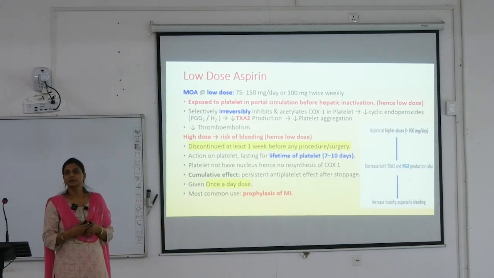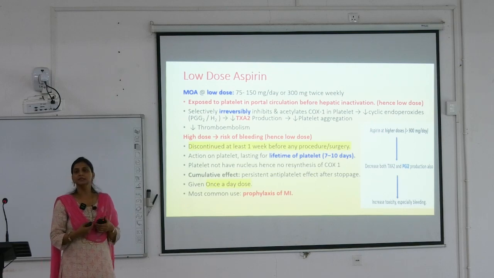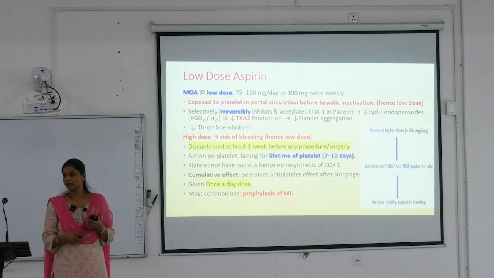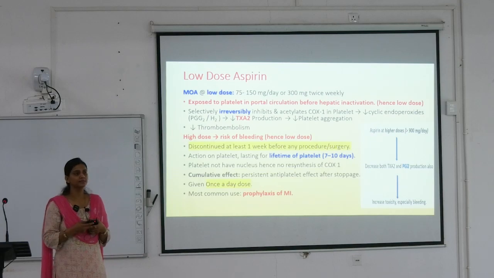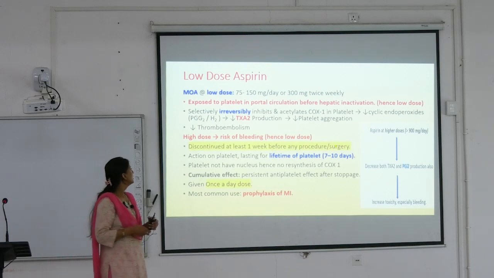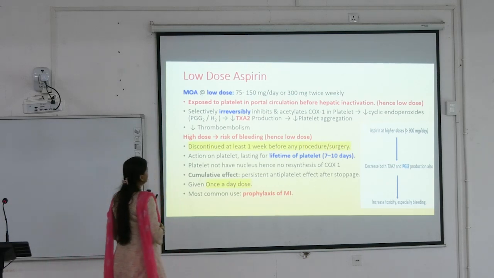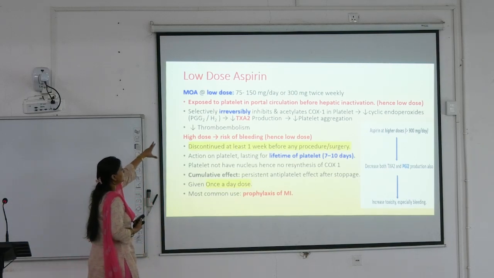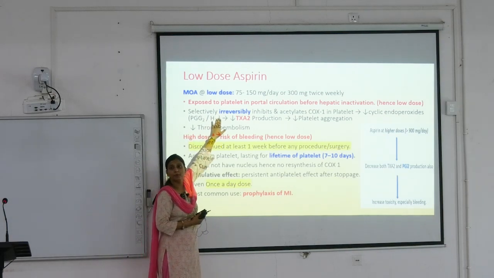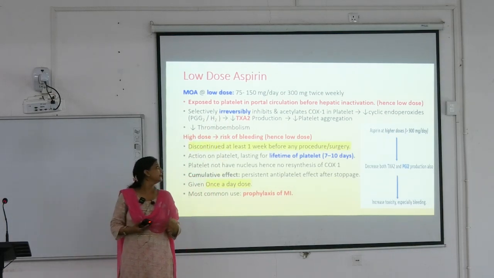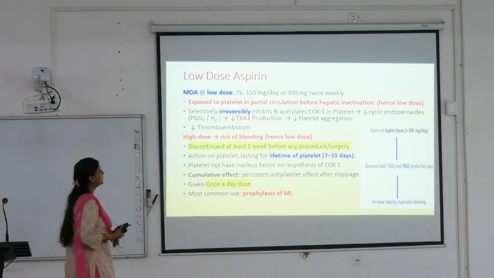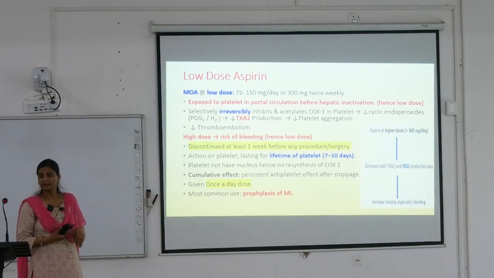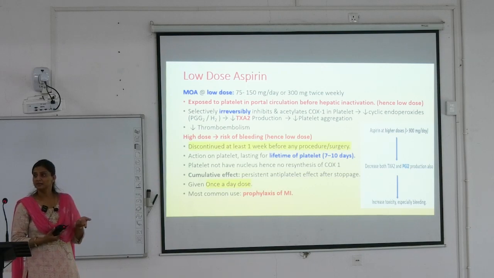Now low dose aspirin. Low dose aspirin is used as an antiplatelet drug, or high dose aspirin is used as an NSAID. Okay. Mechanism of action. When you give low dose, it will selectively, irreversibly, this is very important, irreversibly it will go and inhibit the cyclooxygenase 1 that is present in the platelet.